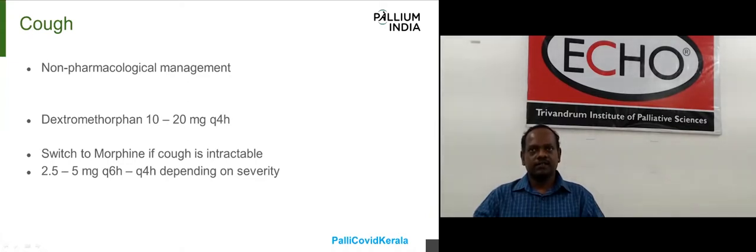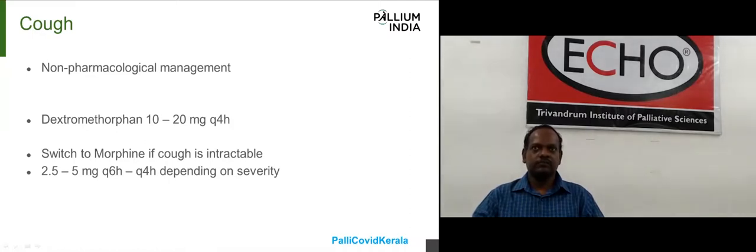Dextromethorphan is a medication which can be used to suppress cough. It is available as syrup or as lozenges. If the cough is refractory to these measures, then we can switch the patient to morphine. Usually a small dose is needed to treat refractory cough, 2.5 to 5 milligram of morphine every 6 hourly, and it can be increased depending on the severity of cough.